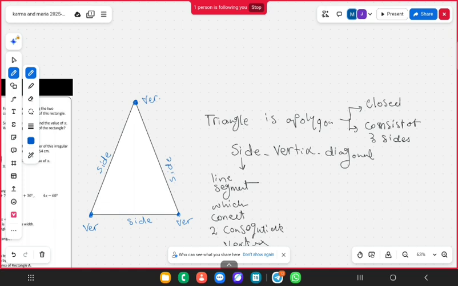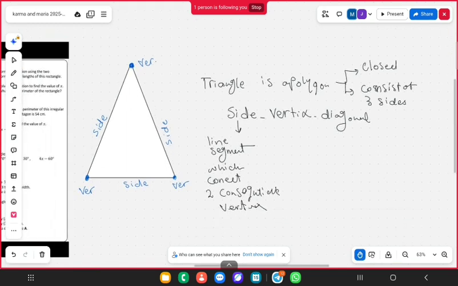So here I talked about the side, and the side is a line segment which connects two consecutive vertices. What's the meaning of consecutive? It means that they come after each other.